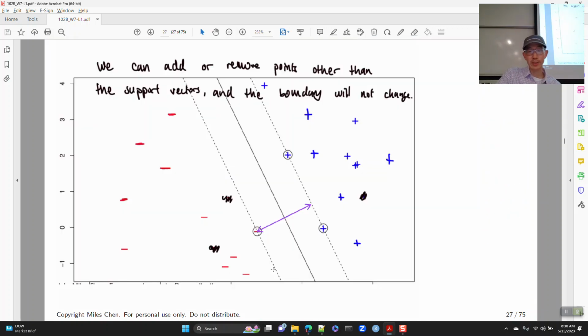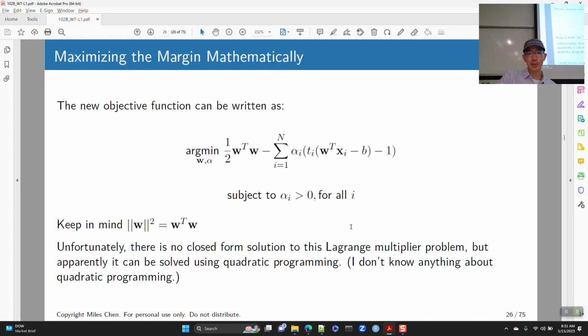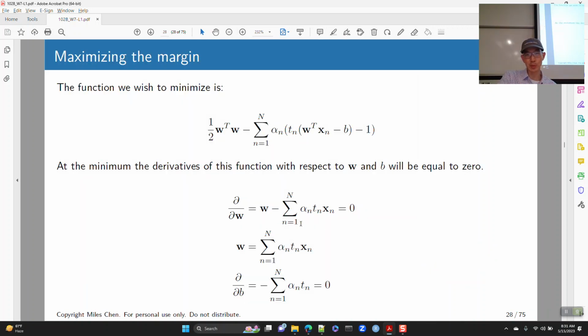Again, we can add or remove points, and here I drew some extra blue pluses and red minuses, and I erased some. Our boundary is not going to change, right? So if this is what we want to minimize, we're going to set the derivative of this with respect to W equal to 0 and solve for W. We're going to get this into a form that can be solved by quadratic programming, and this is what we're working towards.